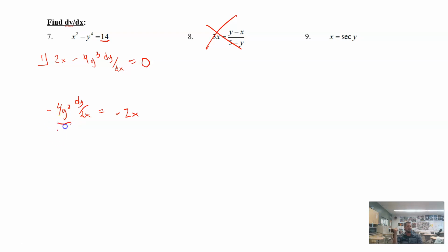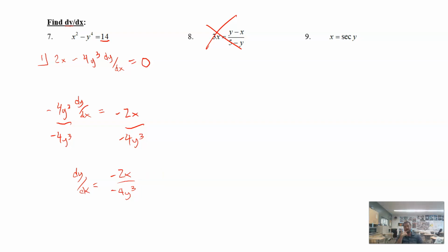In this case, there's only one term, so I'm going to divide by negative 4y to the third. You don't have to simplify if you don't want to, but that is what dy dx would equal in this problem. So I got negative 2x divided by negative 4y to the third, or if you simplify that down, you could have that as x over 2y to the third, and that's fine as well.